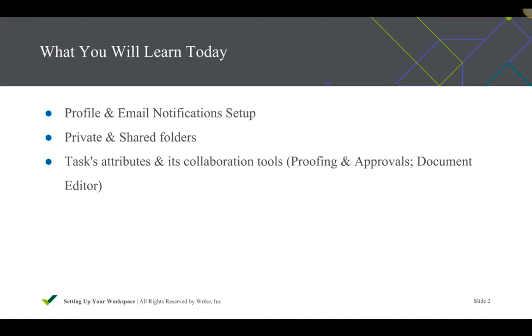Task is your main working unit in Wrike, so I will touch upon all its attributes and how to collaborate by using Proofing and Approvals add-on and also Document Editor. And then finally, when you have incoming requests from the sales team or from a client or a partner, request form would help you to automate it and to always make sure that nothing is missed. And your admins most probably already did a really good job creating a list of request forms.